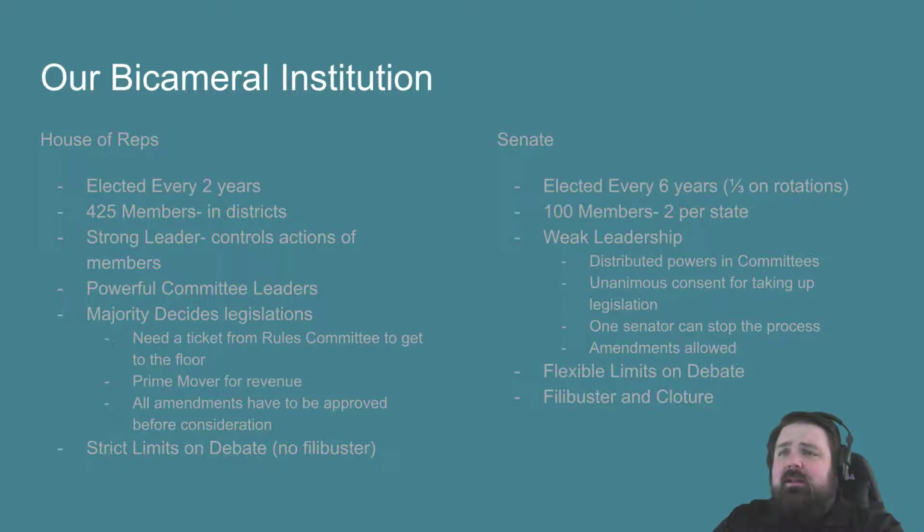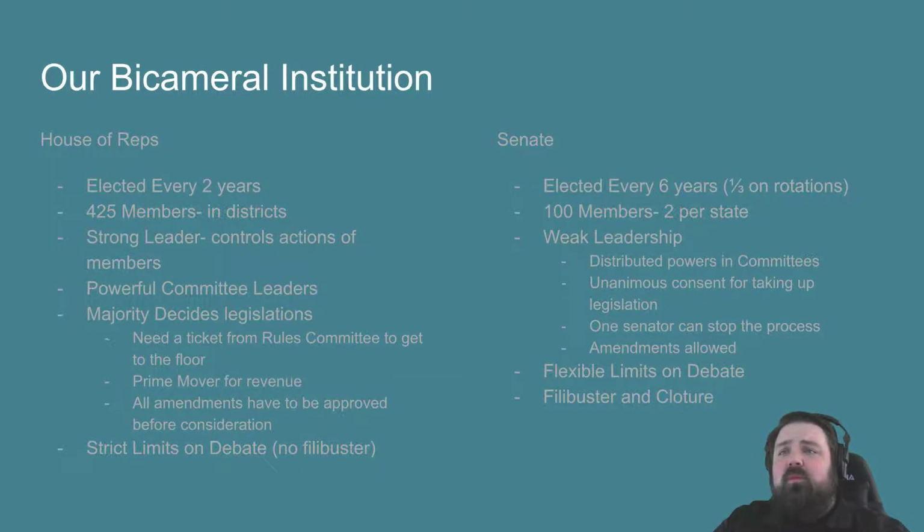Now, within the Senate, power is much more weakly distributed. It ends up being distributed even within committees. There's unanimous consent. Everyone in the Senate actually has to agree to hear a vote on legislation, so this can really slow the process down, because only one senator, a single senator, has the power to stop any sort of voting process.